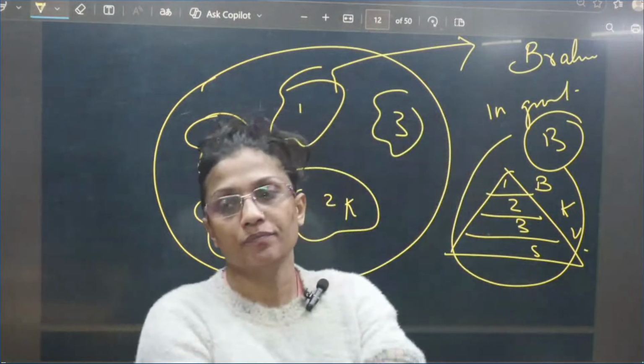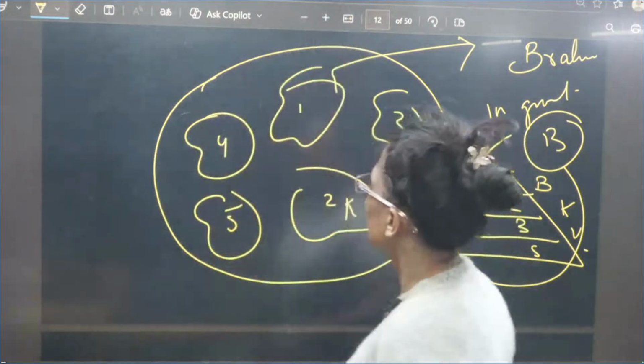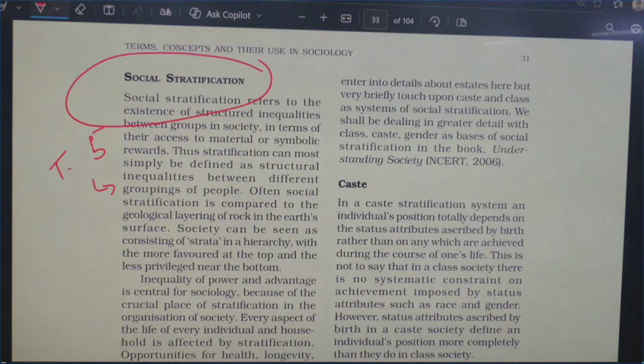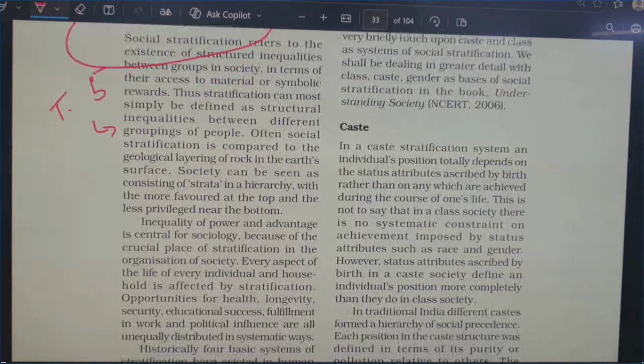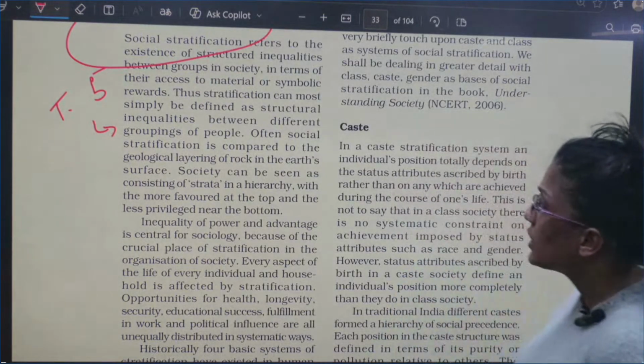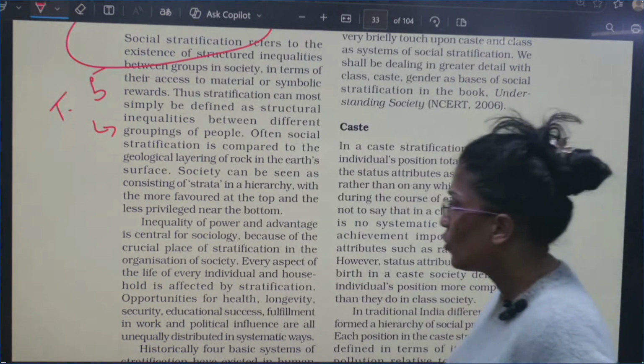Okay, social stratification. Now let's see what NCERT is saying. Social stratification refers to the existence of structured inequalities between groups in society in terms of their access to material or symbolic rewards. Stratification can most simply be defined as structural inequalities between different groups of people. Often social stratification is compared to geological layering of rock.